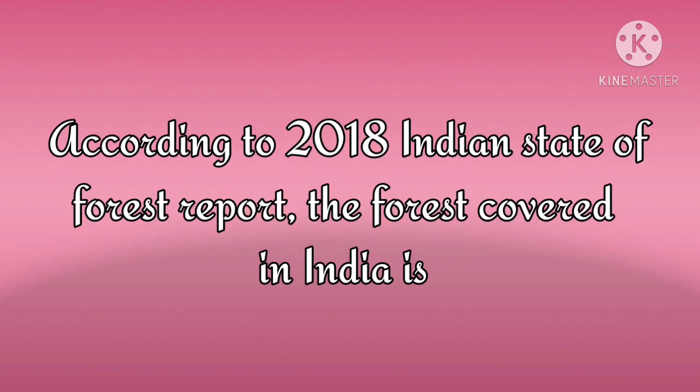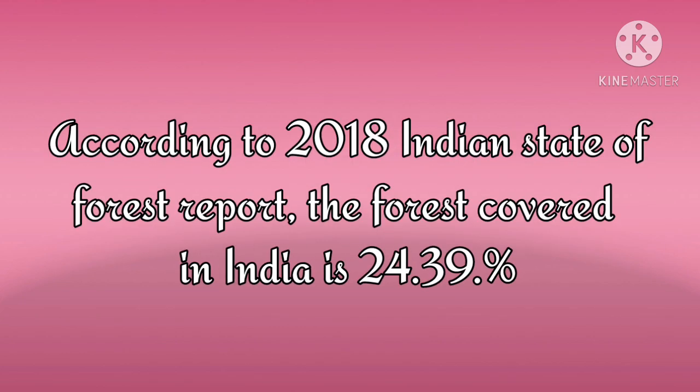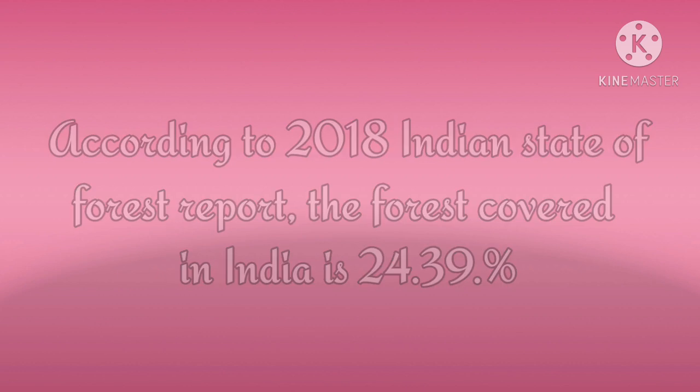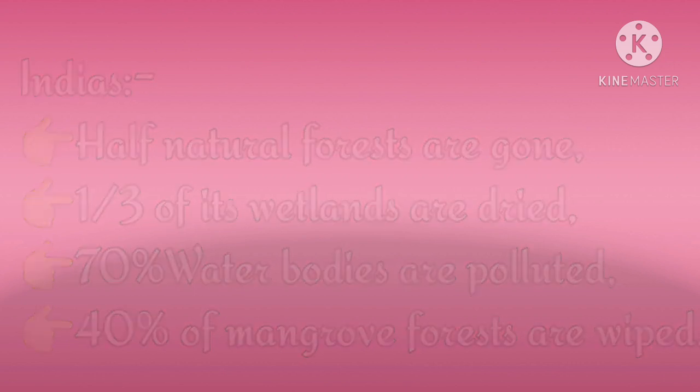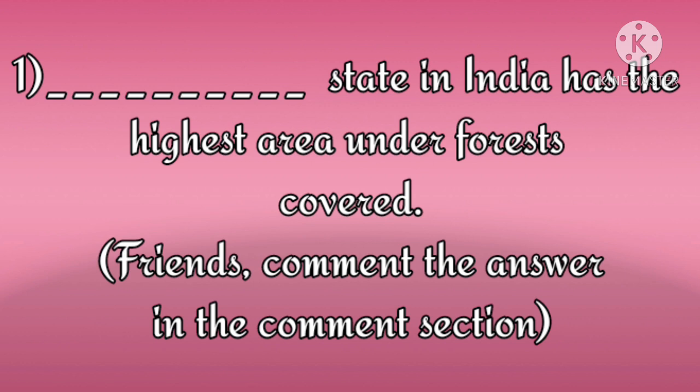According to the 2018 Indian State of Forest Report, the forest cover in India is 24.39%. India's half of natural forests are gone. One third of its wetlands are drained out. 70% of its surface water bodies are polluted. 40% of mangrove forests are wiped out. Common question: Which state in India has the highest area under forest cover?